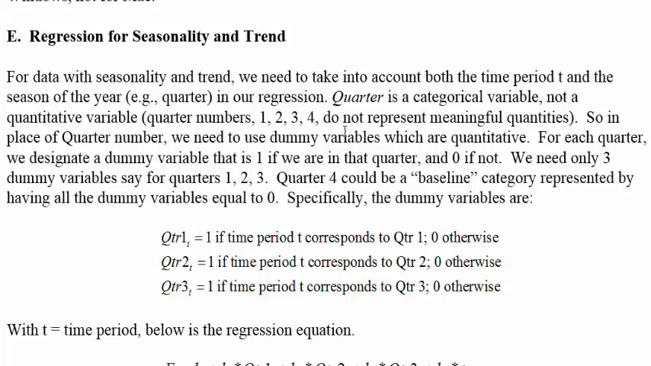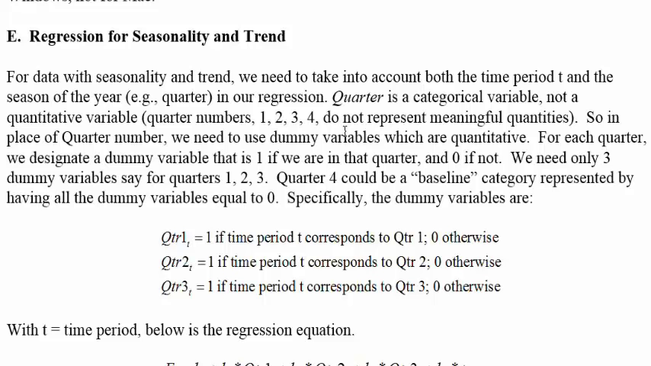So you don't want to just use a quarter number as a variable in a regression. In regression, all the variables have to be quantitative. They have to represent some amount, some meaningful number. Like time period is meaningful. It's years, year 1, year 2, year 3, year 4, and those numbers have some meaning.